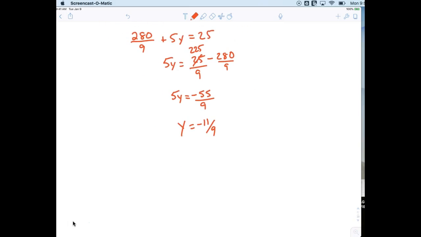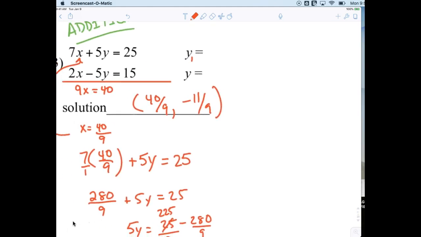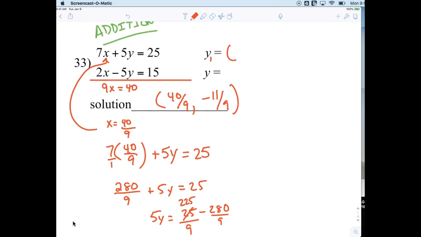Where's 25 over 9? No, it's 225 over 9. Okay? All right, now let's go to y1. Somebody tell me what y1 would be. Quickly. I'm listening. Parentheses 25 minus 7x plus parentheses divided by 5. Beautiful. Thank you very much.